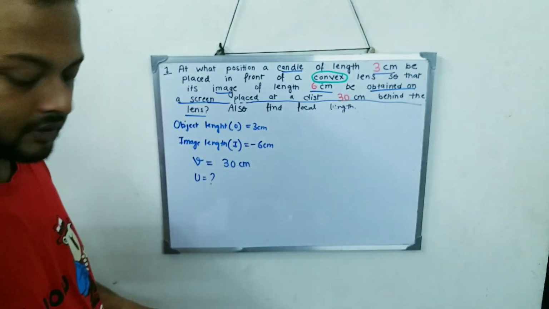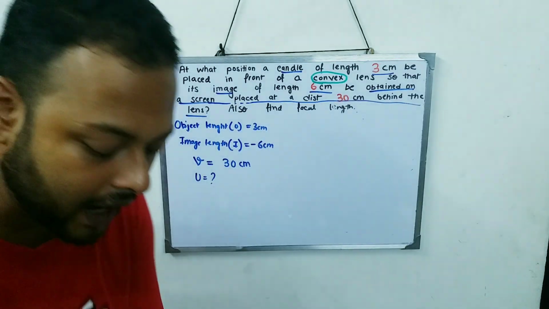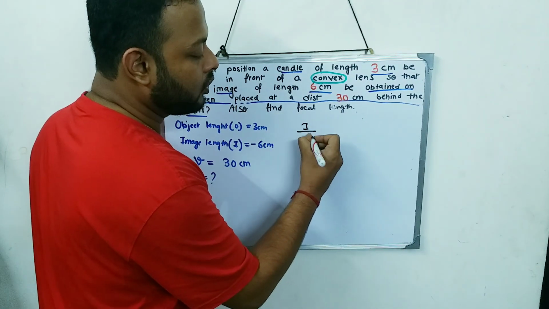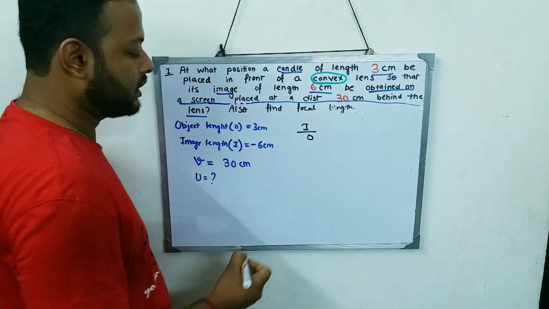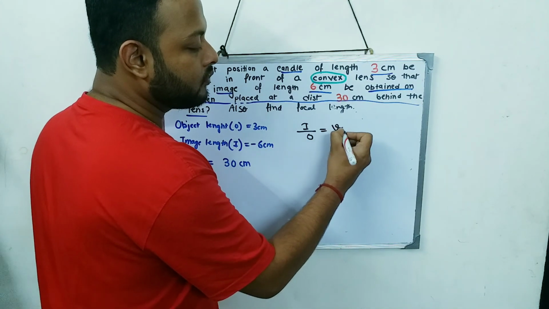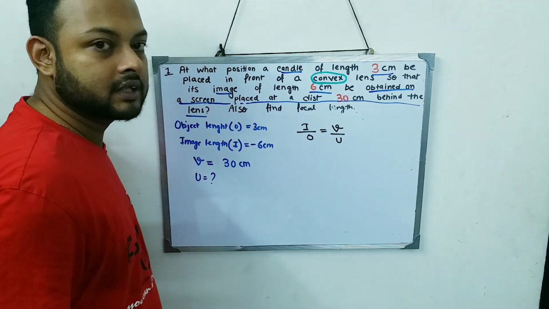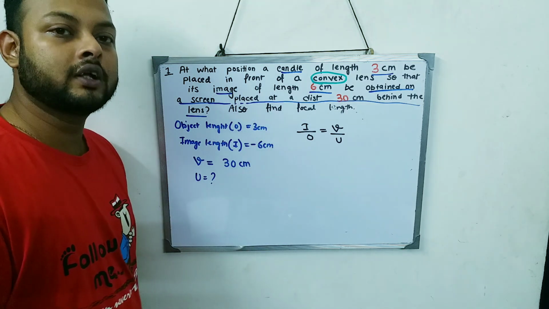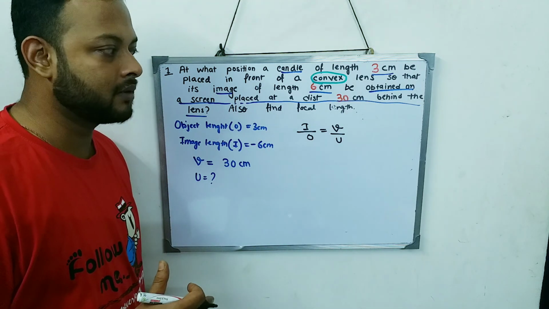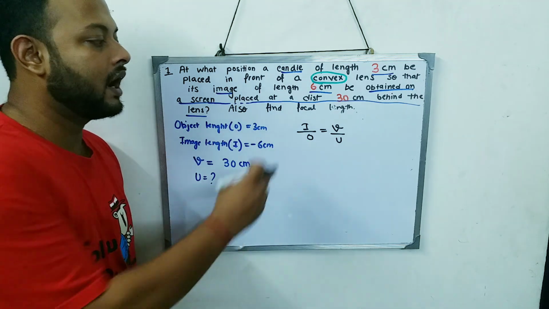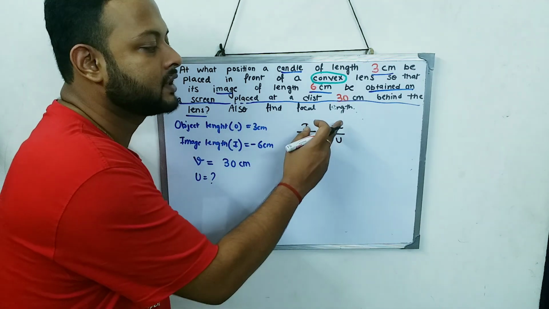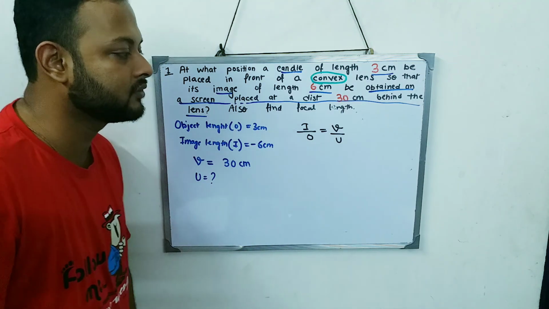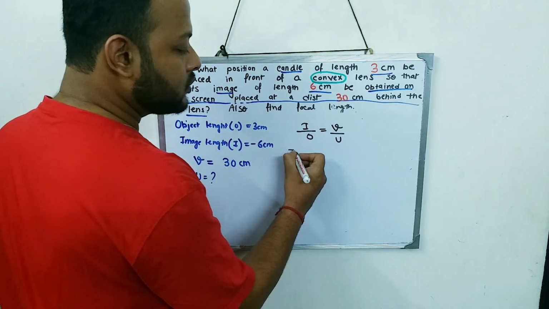Pay attention, see how I am approaching the sum. I will take this formula: I by O, image height by object height, is equal to V by U, image distance by object distance. This is the formula which I taught yesterday, in part number 7. It is also given in the book, the magnification formula. I'll put the values and get the answer.